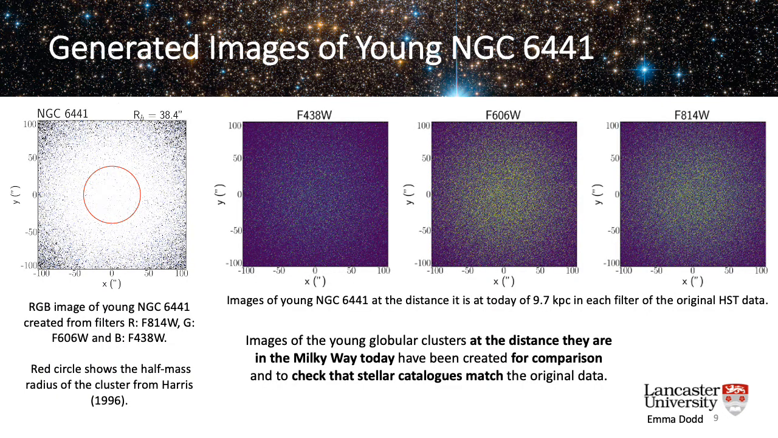Here are some of the first results of generating these images. The example shown here is a Young NGC 6441. The images have been created of this cluster at the distance it is at today in the Milky Way, but as it would appear if it had only just formed in the last couple of mega-years. On the left we have the RGB colour image, which is created by combining all three filters together, which are shown individually on the right. The images do resemble a globular cluster today, but brighter and more massive since it is younger. Although there are now high-mass stars included in the cluster, the majority of stars are still the low-mass stars that peak in filters of higher wavelengths, such as 606 and 814, as can be seen on the right.